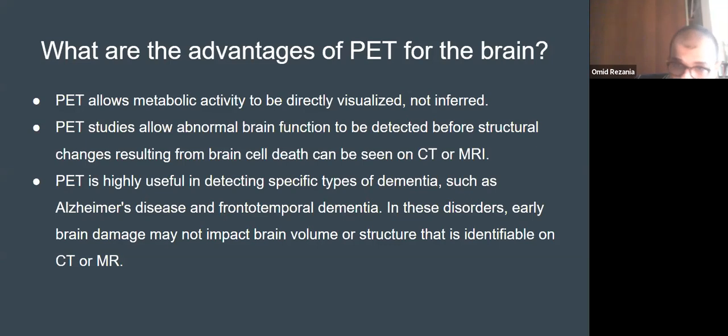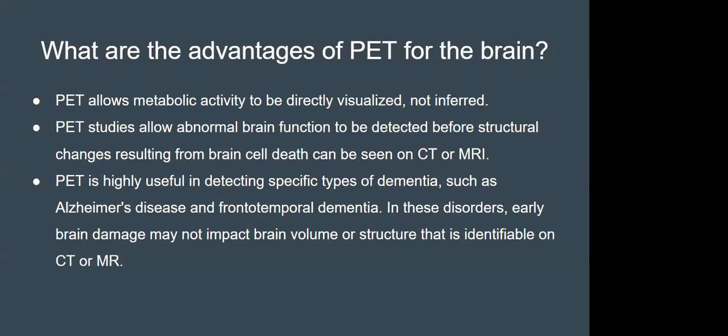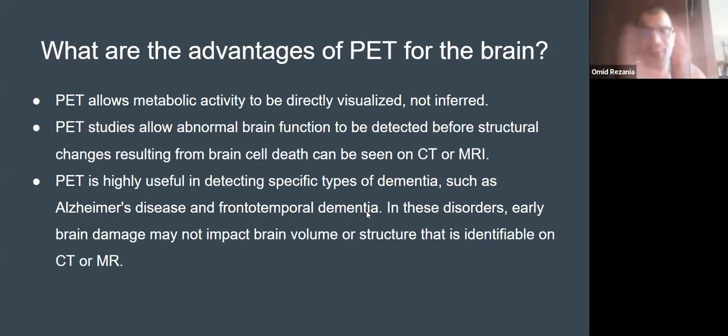But that's so true. In these disorders, early brain damage may not impact brain volume or structure that is identifiable. That's a very interesting conclusion, that PET scans can detect dementia even way before the structural changes of the brain can be identified using MRI or CT scans. Oh, interesting. I never thought of that myself. Oh, fantastic. Next slide. I'm done actually. Oh my God, thanks, Mingxi.